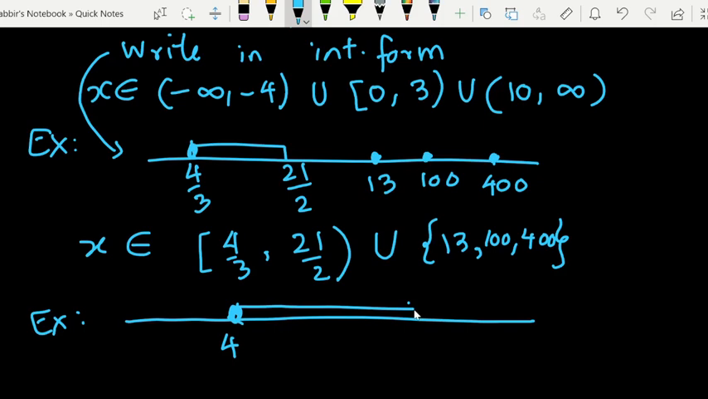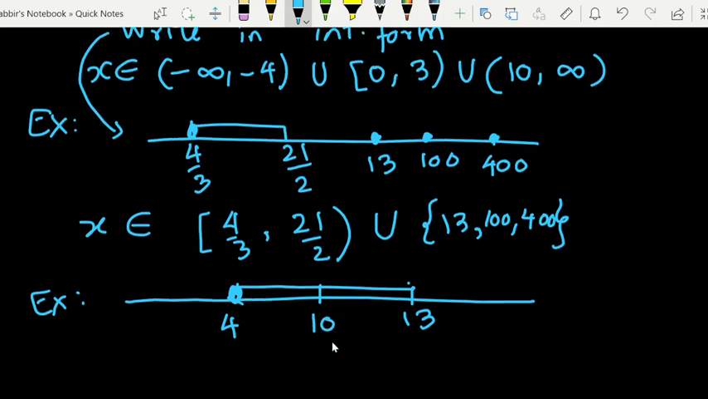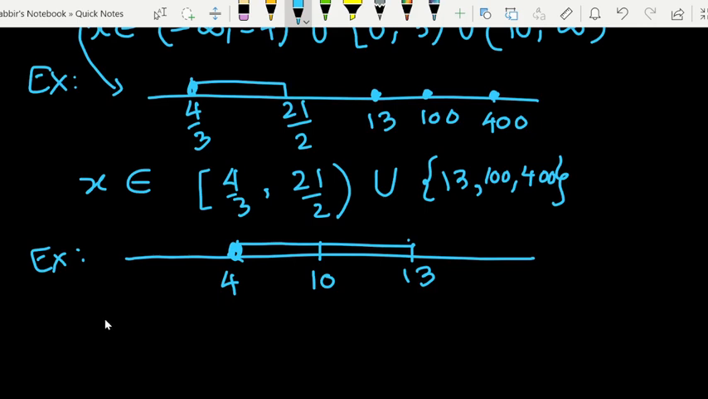4 to 13, this is 10. Now this 10 means what? As you can see here, the solution set is to be written in interval form. Again the question is the same, write it down in the interval form. So we have two options of writing this, guys.